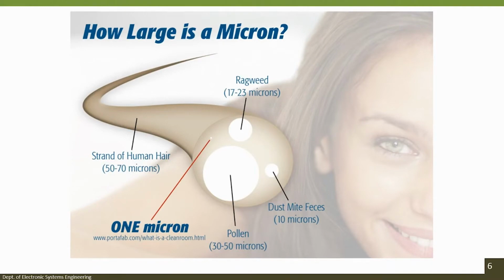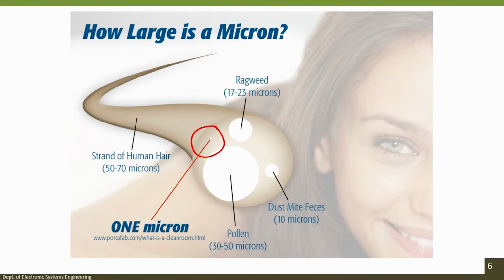As I said in the last slide, how large is 1 micron? A human hair is close to 50 to 70 microns thick. Pollen is about 30 to 50 microns. A dust mite is about 10 microns, and ragweed is around 17 to 23 microns. If I talk about 1 micron, you can see the white dot within this red circle on this slide. That is 1 micron.